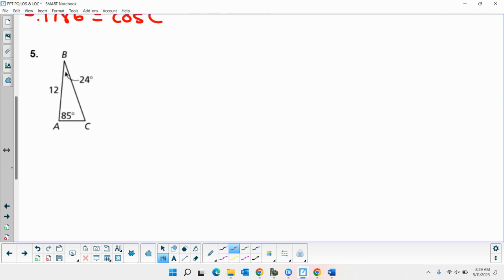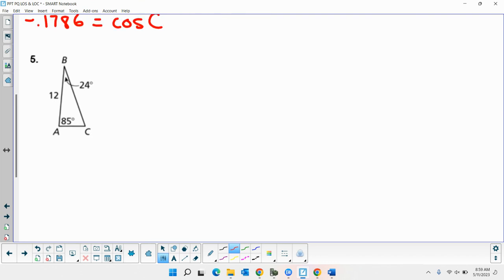Which situation do we have? Angle, side, angle. Law of sines, right? Whenever you have two angles, it's law of sines. All right, so I'm going to go 85 and 24. What's that? 109. So what's 180 minus 109? 71. That's what I would do first. Okay, this was angle side angle. So C is 71 degrees.